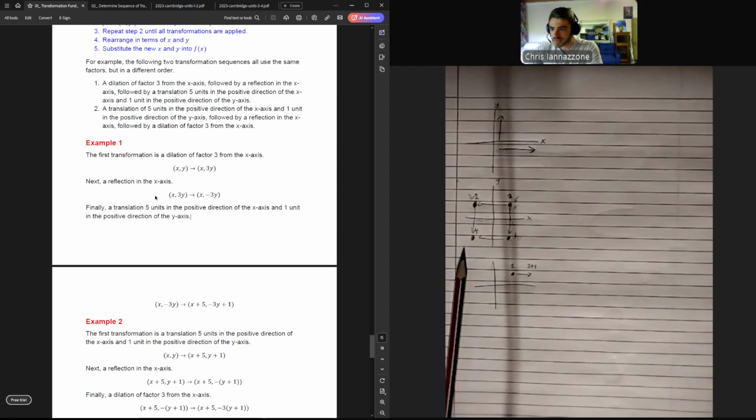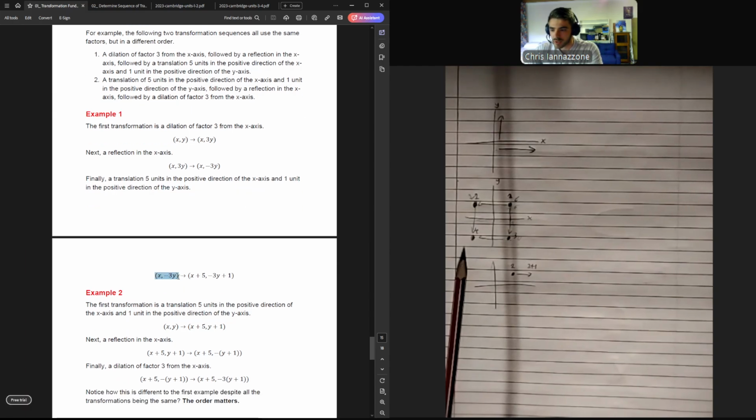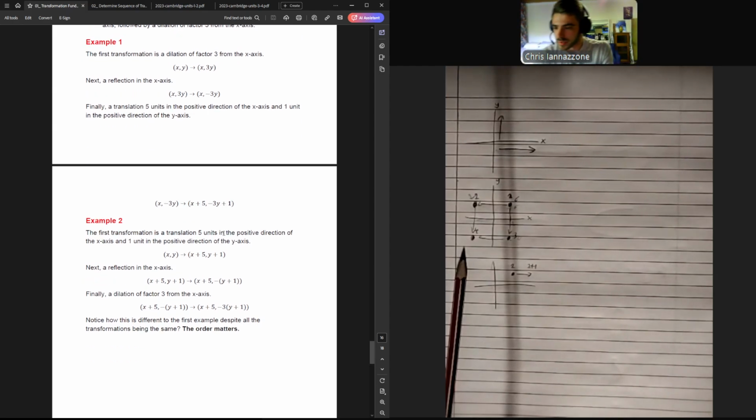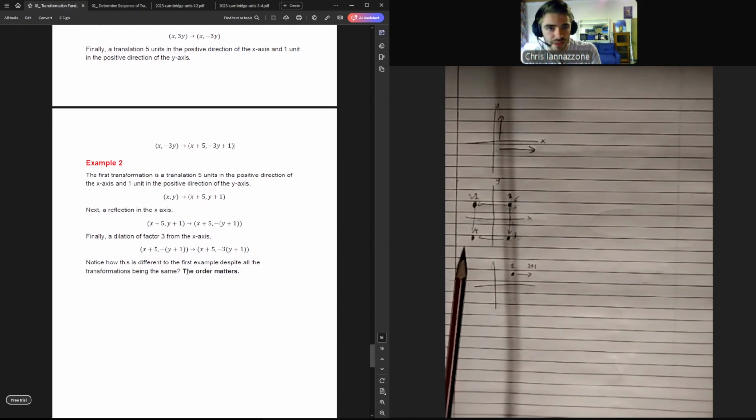And then lastly are the translations. So you can do these individually if you like. I've kind of done them both in one go, where it's a translation of 5 in the positive x and 1 in the positive y. So I take my point that I left off with, add 5 to the x because it's 5 in the positive x, and add 1 to the y because it's 1 in the positive y. And that is that final sequence. Now we could then rearrange that and sub that into a function, but the main thing I want to highlight here is the difference of what the two sequences look like.